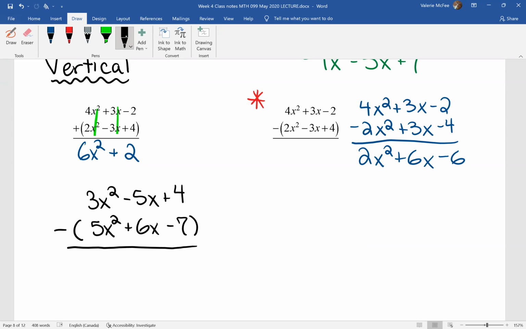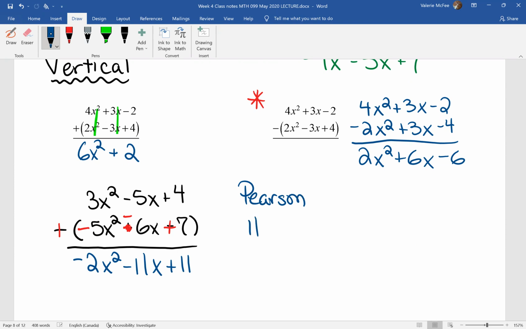Pause your video, do the subtraction. What I would like to see you be able to do is, rather than rewriting the question, just change the signs inside the brackets. And now remember, all we're going to do is add the like terms. So 3x squared and negative 5x squared is minus 2x squared, minus 5x minus 6x is minus 11x, plus 11. Did you get that? Remember again, you can always go to the homework assignments in Pearson if you want more practice with any of these types of questions.